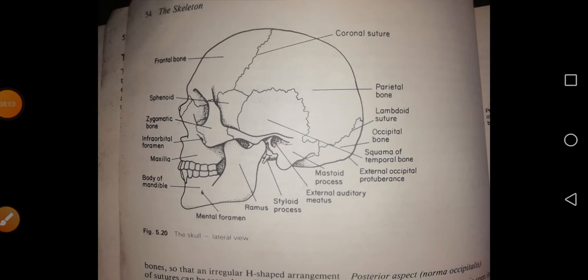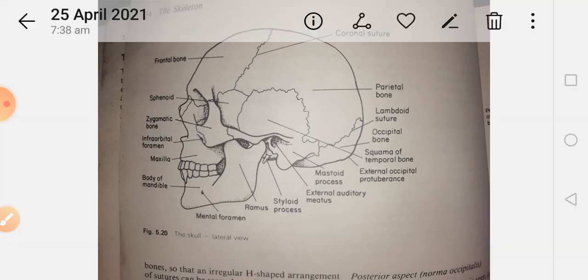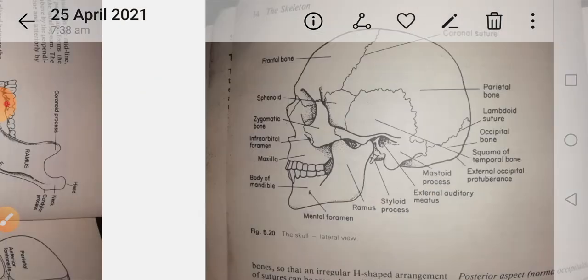Next one is the skull, lateral view. The coronal sutures will be there, like the frontal bone. This is the frontal bone, lambdoid sutures. The back side sutures are called lambdoid sutures. This is a parietal bone, frontal bone, coronal sutures, sphenoid, zygomatic, infraorbital, maxilla, body of mandible, foramen ovale, ramus, cheek. It's clear.